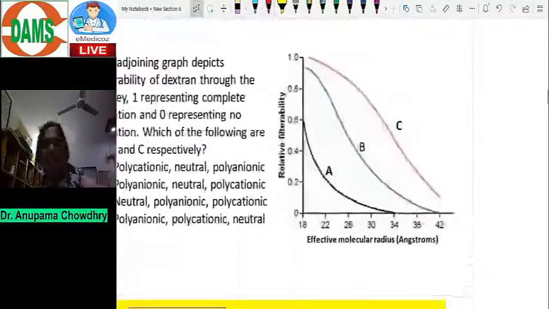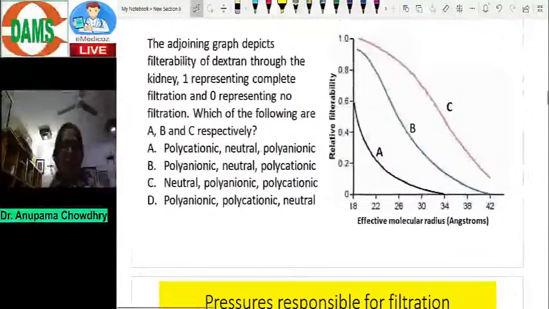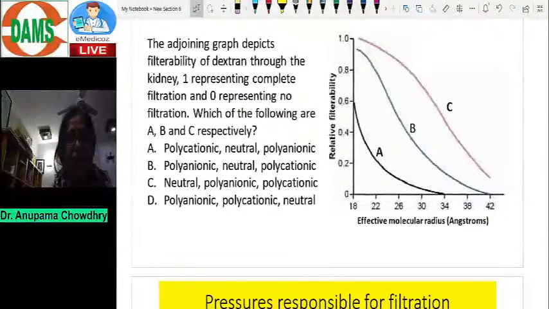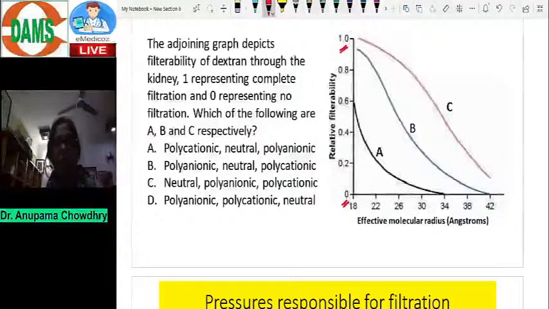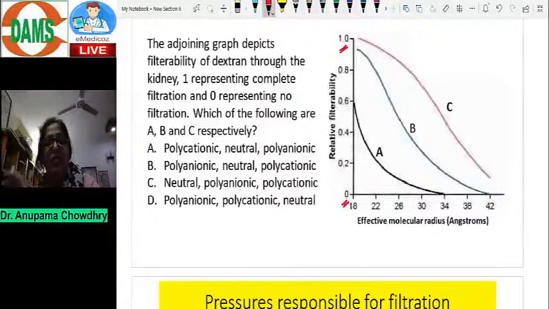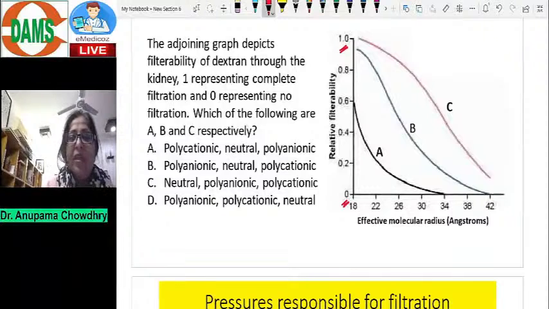And this was the INI-CET question which was asked. It says the adjoining graph depicts filtrability of dextran through the kidney, 1 representing complete filtrability, 0 representing no filtration. Which of the following are A, B, C respectively? Which one is going to have the maximum filtrability? That is going to be a cationic, then B is neutral, and A is polyanionic.